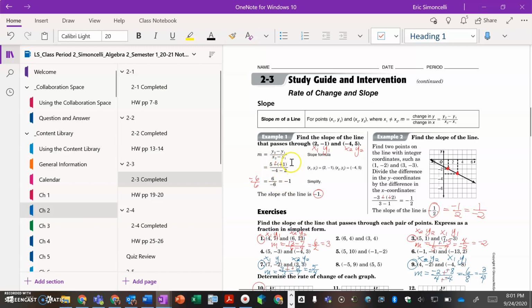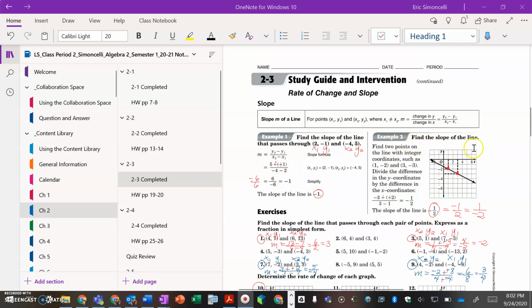Now, if you had flipped the order, in other words, if you had done -1 minus 5 divided by 2 minus -4, you would have ended up with -6 over +6. In the end, it's going to end up being exactly the same number, -1 for your slope. Okay, let's look at example 2.